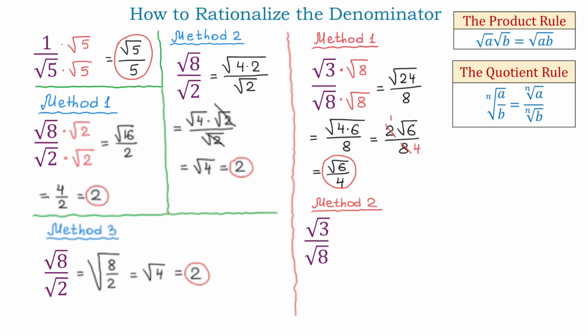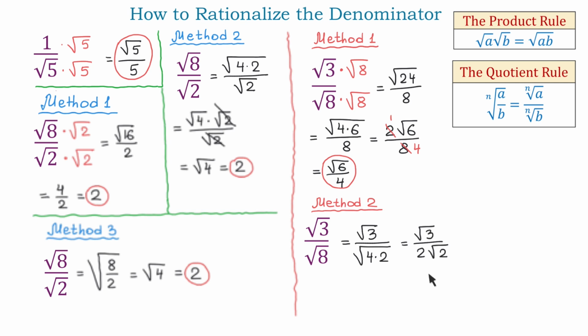With this method, we will write square root of 8 as square root of 4 times 2. So we will have square root of 3 over square root of 4 times 2. Then in the numerator we will have square root of 3, and in the denominator square root of 4 is 2, and we will keep the other 2 inside.